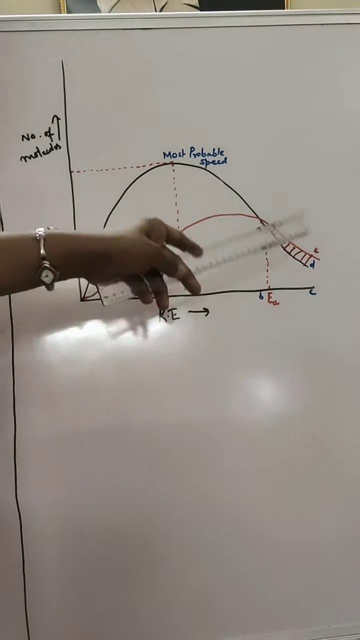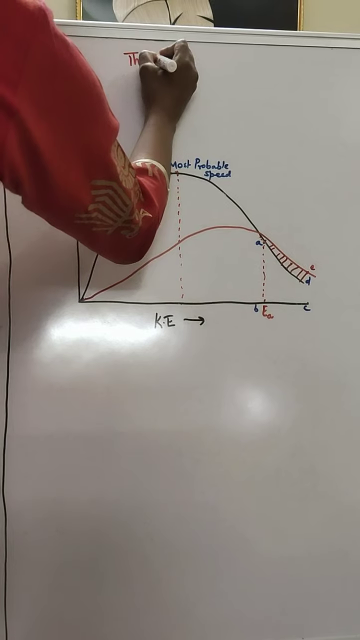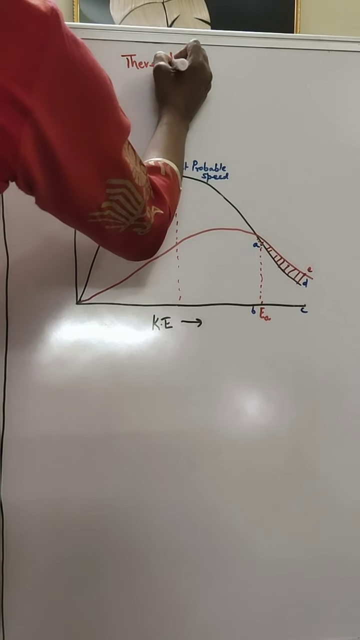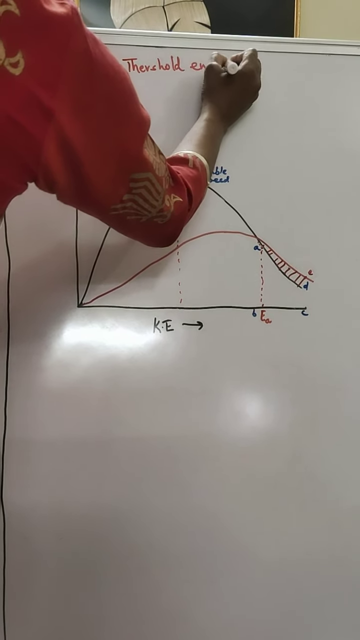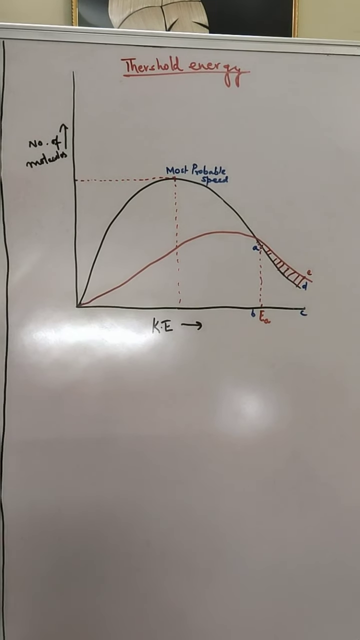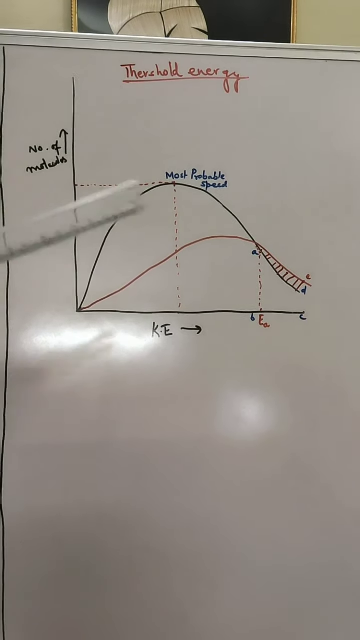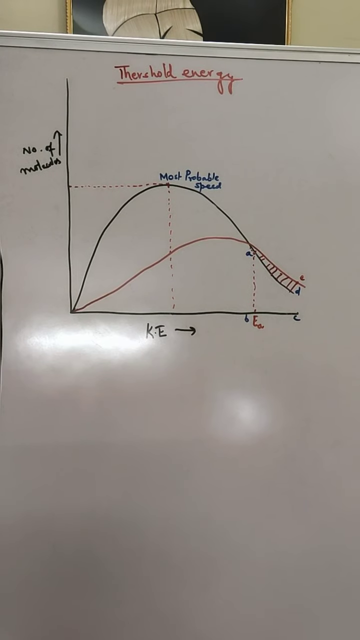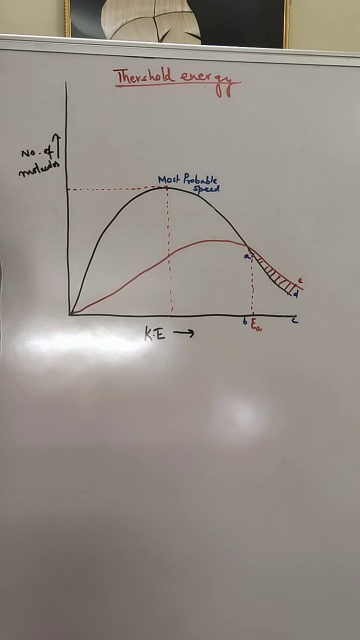Now another term we have over here is threshold energy. So what is threshold energy? That also we should understand. For effective collision to yield products, the colliding molecules must have more than or equal to a certain minimum amount of energy. That minimum amount of energy only is known as threshold energy, right?